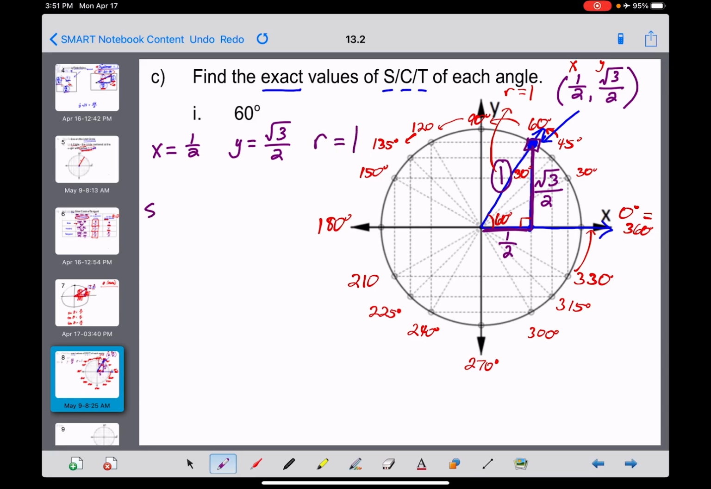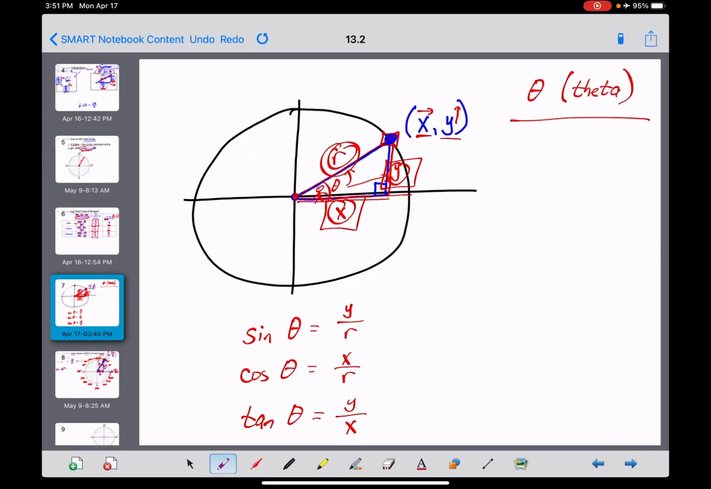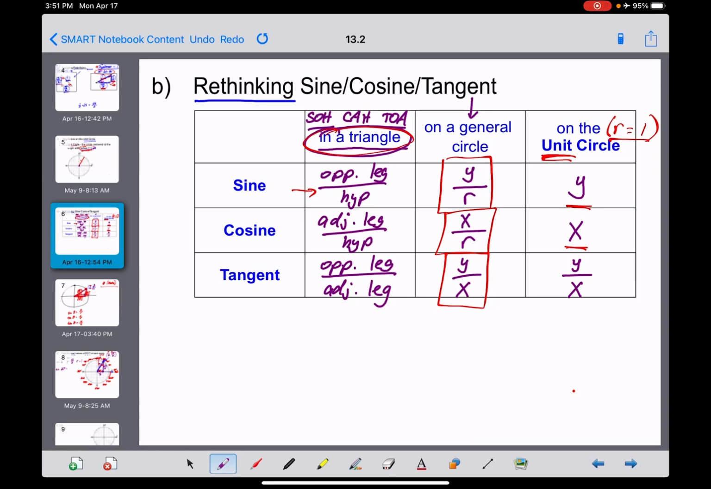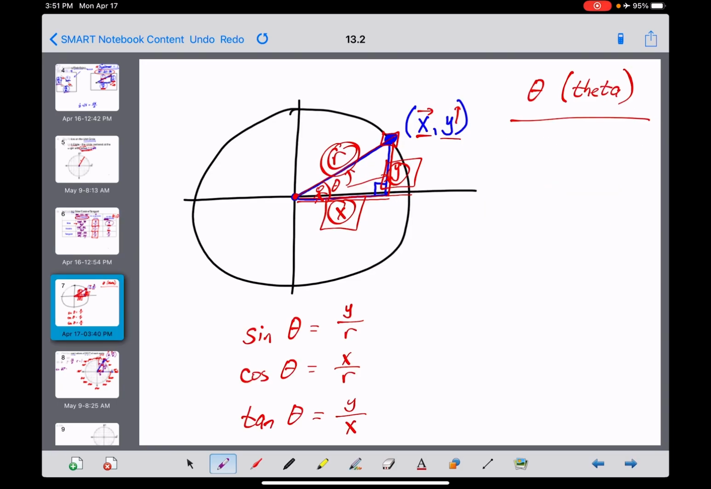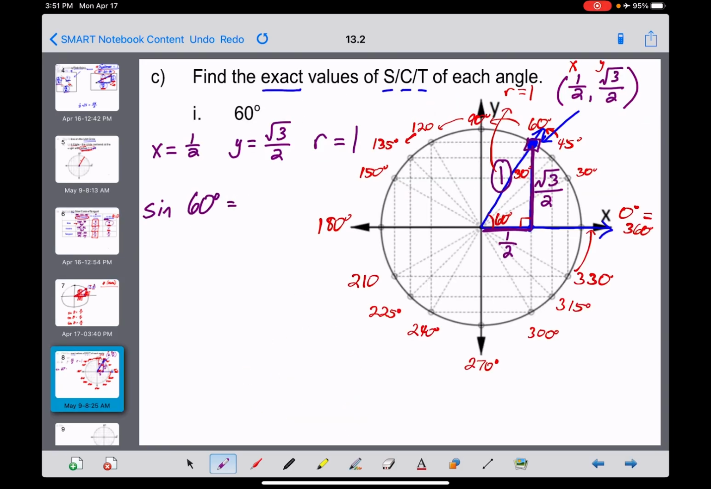So when I ask you guys, what is the sine of 60 degrees? What I want you to do is go back to this table right over here and realize that since we're on a unit circle, sine is just your y-coordinate. And what is our y-coordinate at this point? I can see it right here. Y is the square root of 3 over 2, and that is the sine of 60 degrees. Not that hard once you get everything set up at the beginning right here.